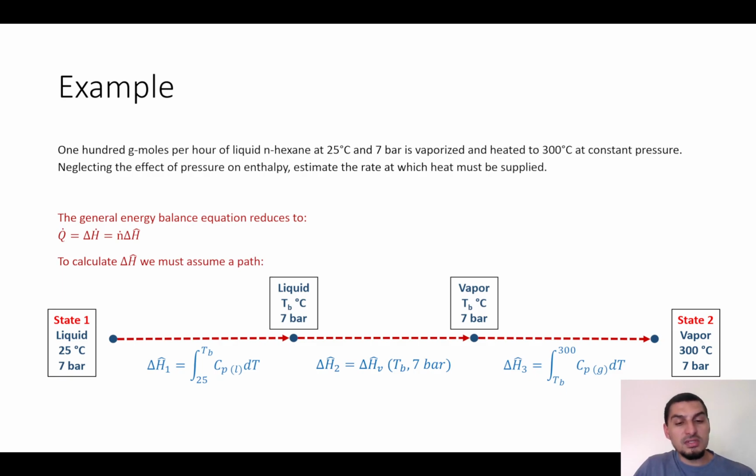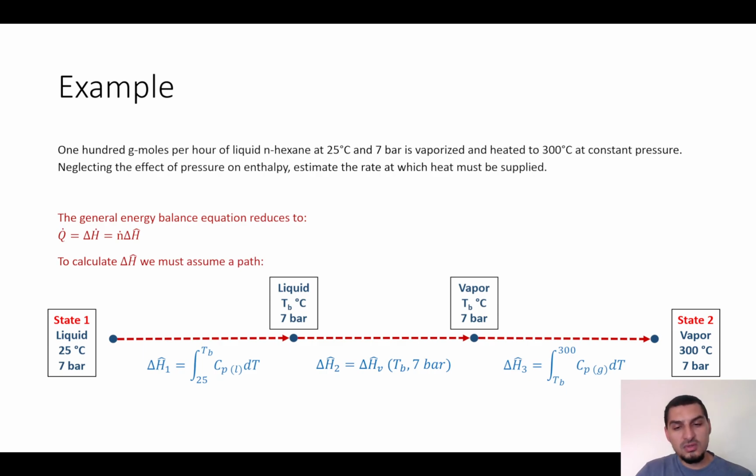Now comes the question: are we able to calculate these three delta H hats or not? To answer this, we need to look for the missing parts. The constants of Cp are available in table B2, so we can find them for the liquid and for the vapor phase. The boiling temperature is not known. We don't know what the boiling temperature is. We can calculate it; it's going to take some time, but we can.